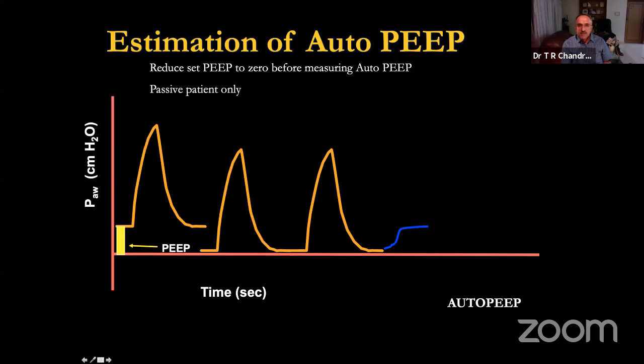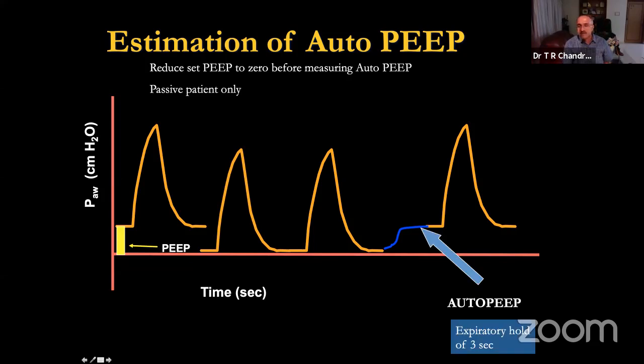Estimation of auto-PEEP is very easy. You just have to cut down the PEEP that you have set, and then in a passive patient, give an expiratory hold of 3 to 5 seconds, and the pressure goes up. This is the auto-PEEP. If the auto-PEEP comes as 10, 80% of the 10 is the PEEP that you have to set. So expiratory hold is done for estimating auto-PEEP.